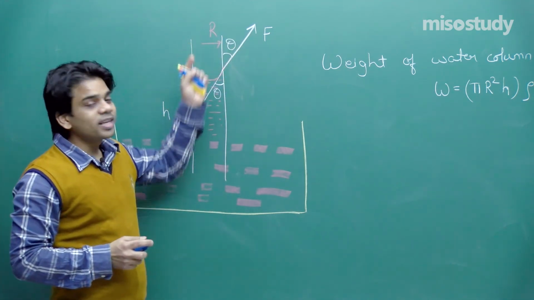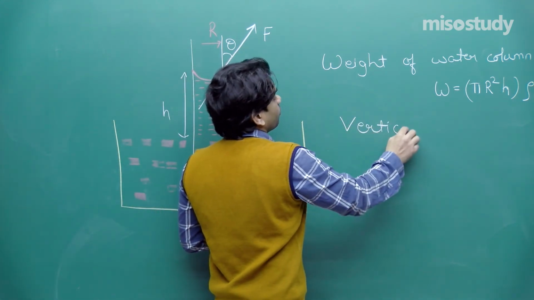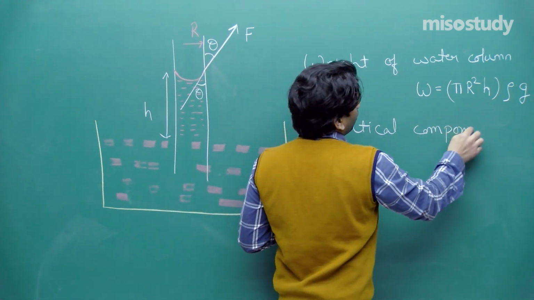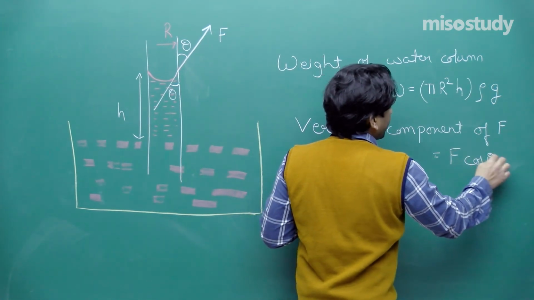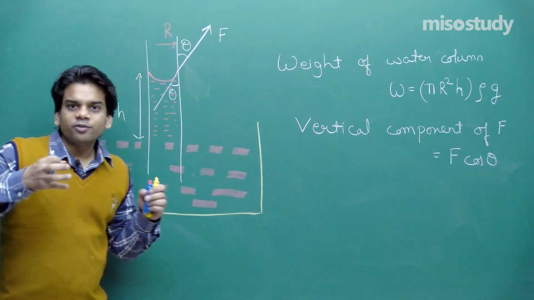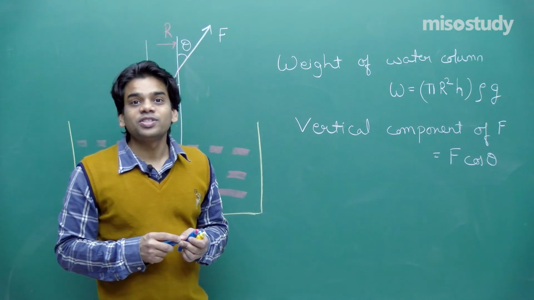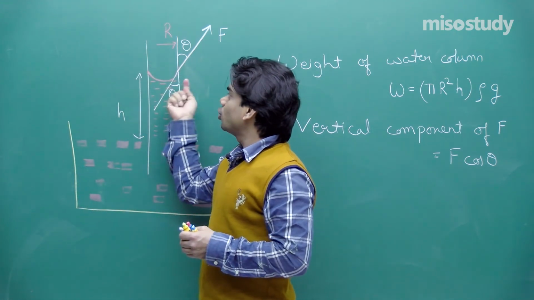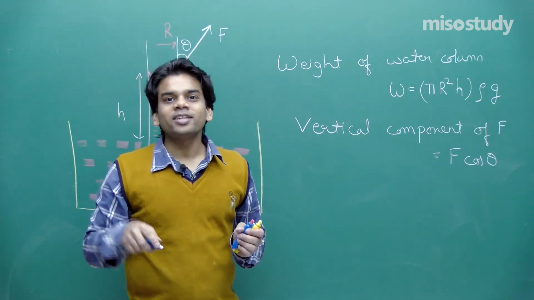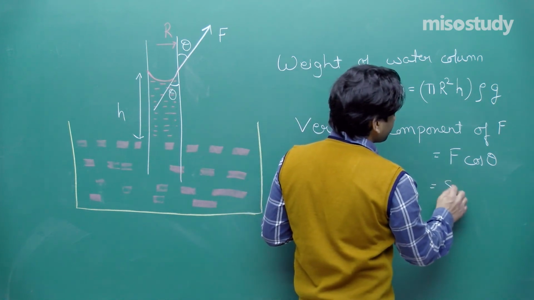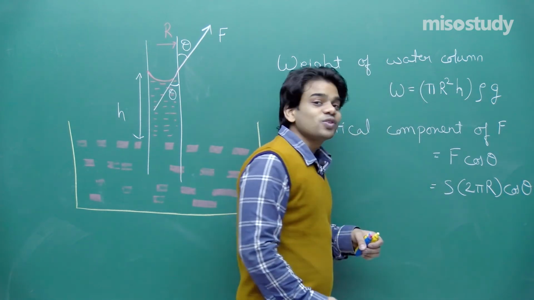Now if I see the vertical component of force, the vertical component of F will be given as F cos theta. And if I write F as the net force that is acting due to the force applied by the glass on the water, that can be written as surface tension into the length. This will be 2 pi r into this length, 2 pi r, because surface tension multiplied by the length will give you the force. So that will be equal to S into 2 pi r cos theta. This force is acting along the vertical upward direction.